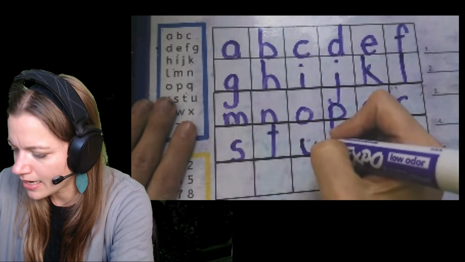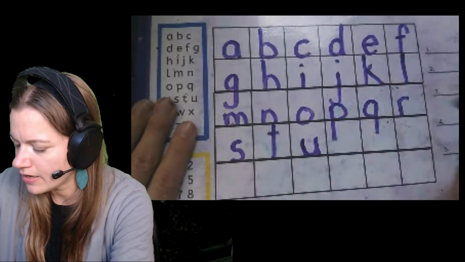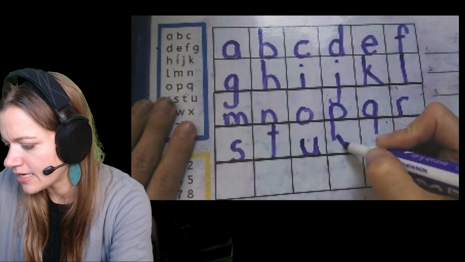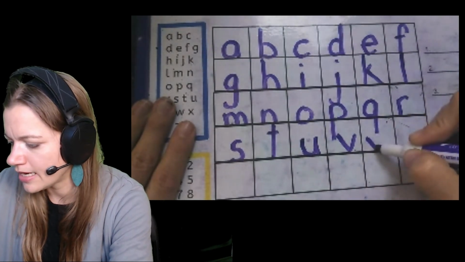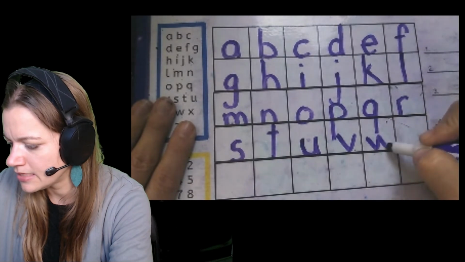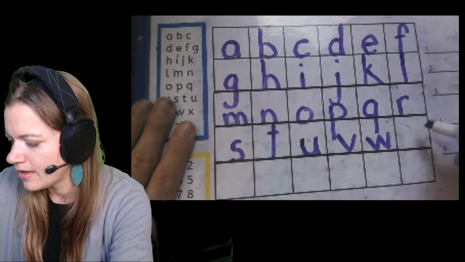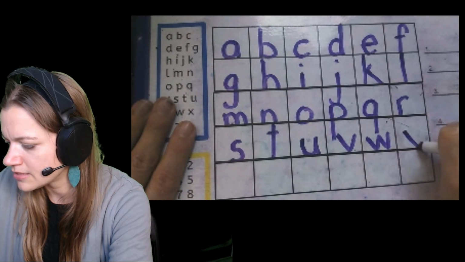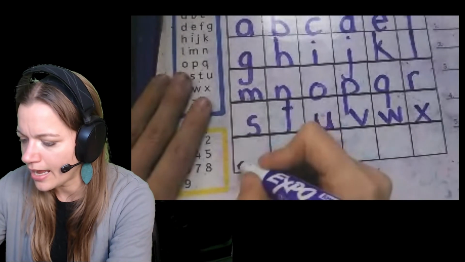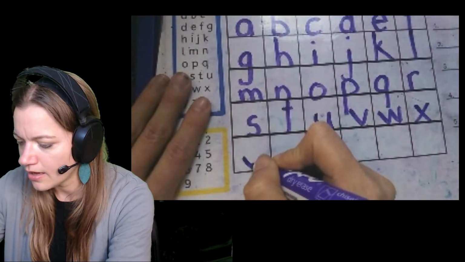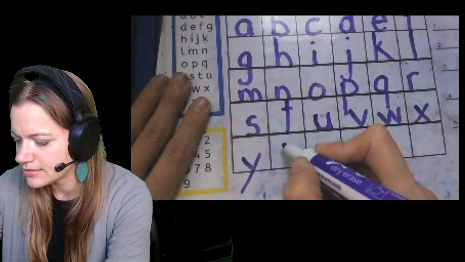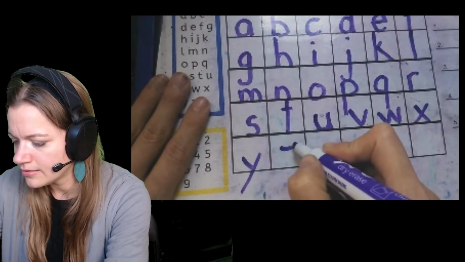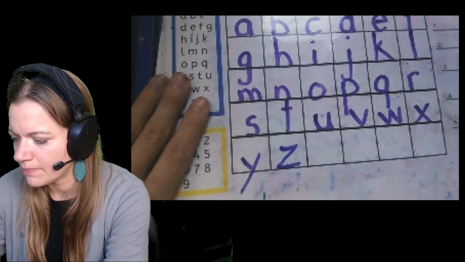U, smile, short line down. V, down the slide, up the slide. W, down the slide, up the slide, down the slide, up the slide. X, down the slide backwards. Y, down the slide, up the slide, down the slide backwards. Z, away, down the slide, across the bottom.